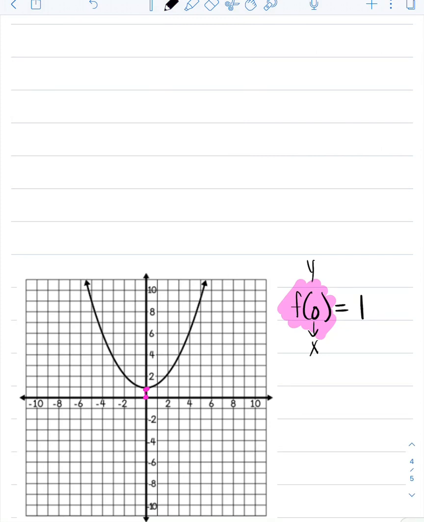Let's do the same thing for a couple more. Let's find f of 2. So I'm going to find where x equals 2, because my input is x. I'm going to go up to my graph, and I'm going to go over and see what my y value is, and it's about 2. So in this case, we're going to use 2. So f of 2 equals 2.